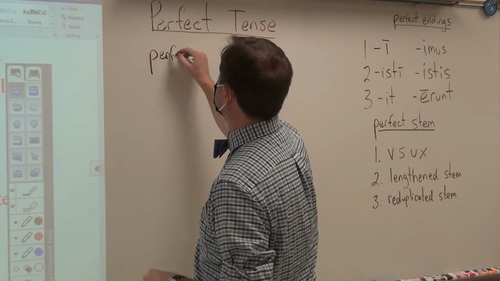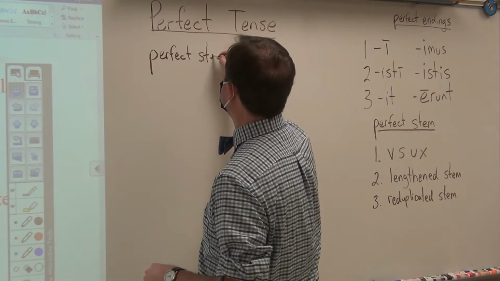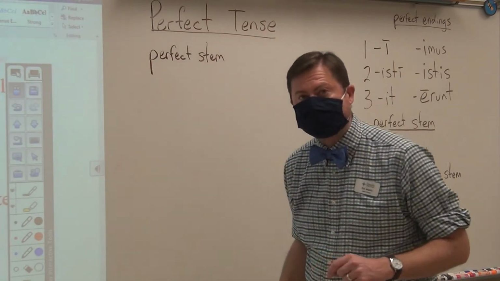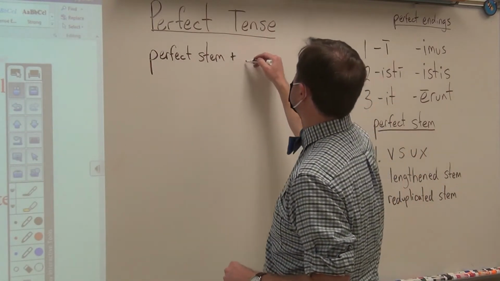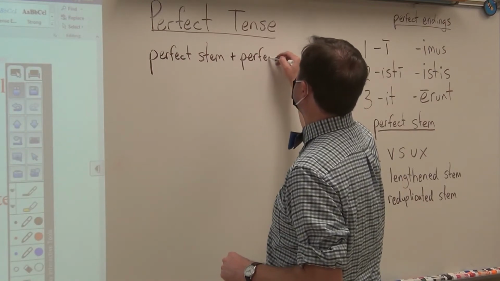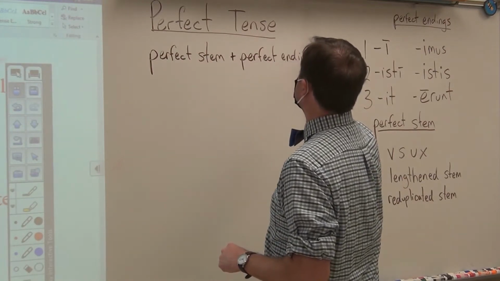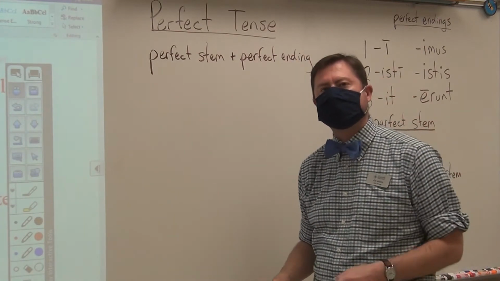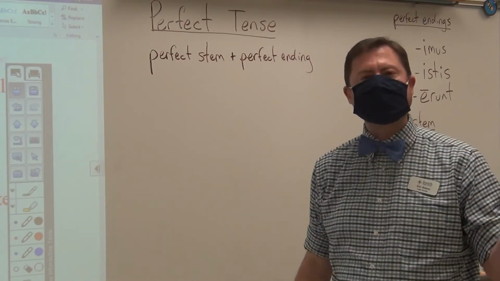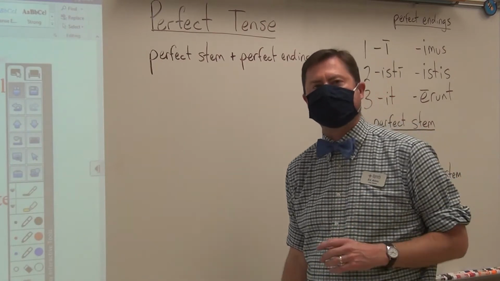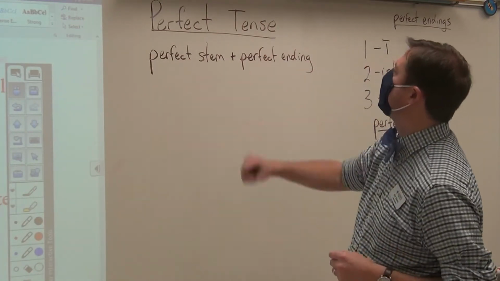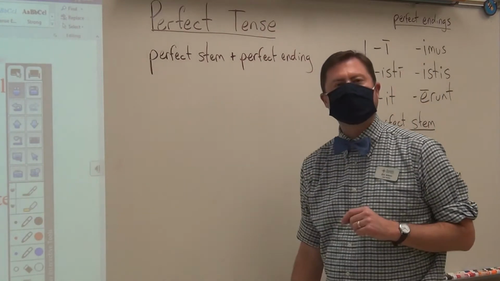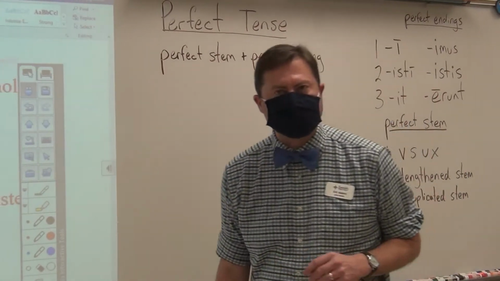A perfect stem, and we'll talk about that in just a moment, and a perfect ending, of which we have 6 new endings to learn. No longer are we limited only to ost, mus, tis, nti. Now we're going to have perfect endings. But that's the beautiful simplicity of the perfect tense. So, let's take a look at our principal parts.